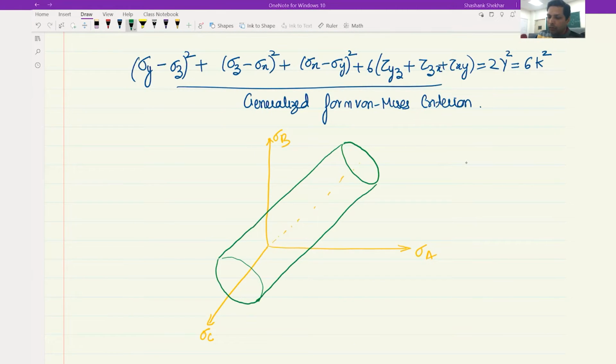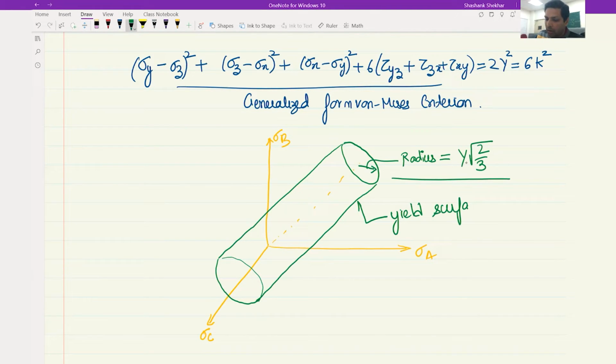And the radius of this circle can be shown to be, sorry, not the circle, the cylinder. And this would be called the yield surface. So again, what it means is that as long as the principal stresses lie within this surface, yielding does not take place. But if you are at the line, yielding just begins. And when you cross this line, deformation is continuously taking place.